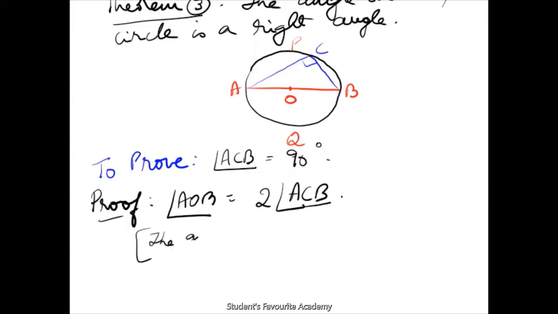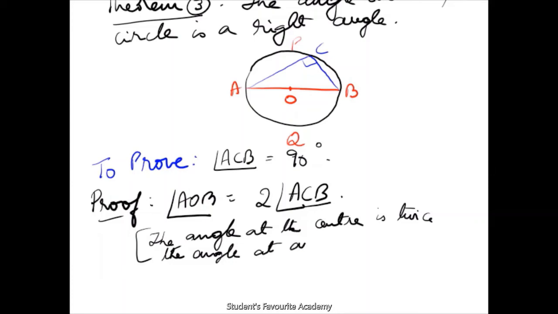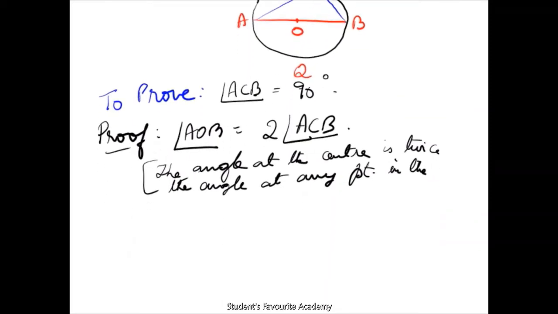The angle at the center is twice the angle at any point in the remaining part of the circular circumference.